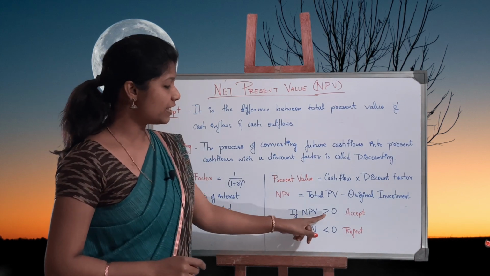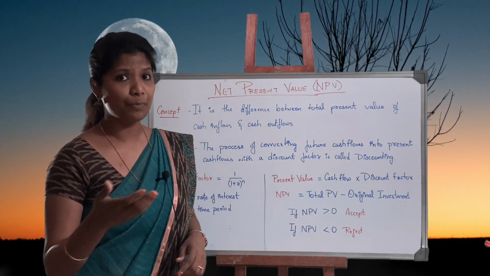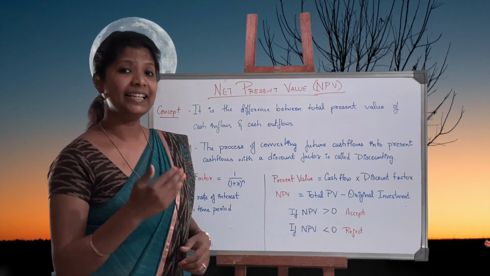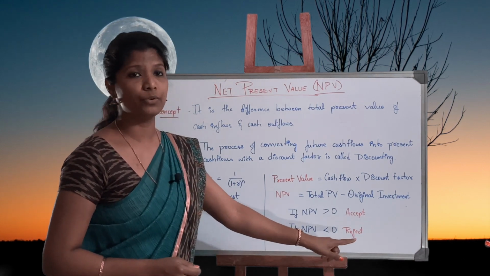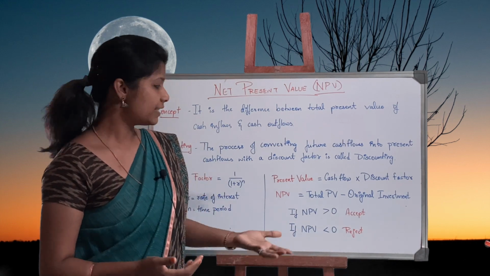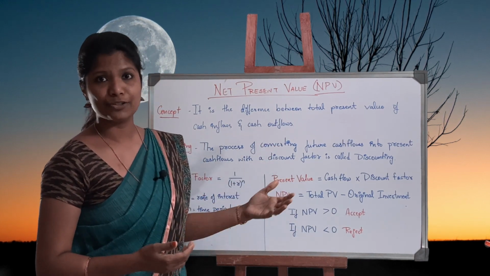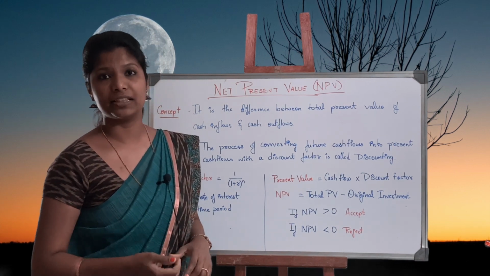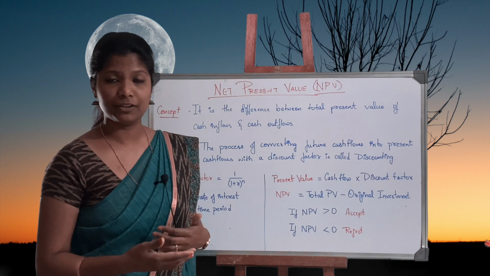So if NPV is above 0, that means any positive value that you get, you need to accept the project. Any negative value that is below 0, if you get, reject. So the basic idea is, let's say the original investment is rupees 1 lakh and the net present value you're getting is 95,000. Is there any benefit for the company?